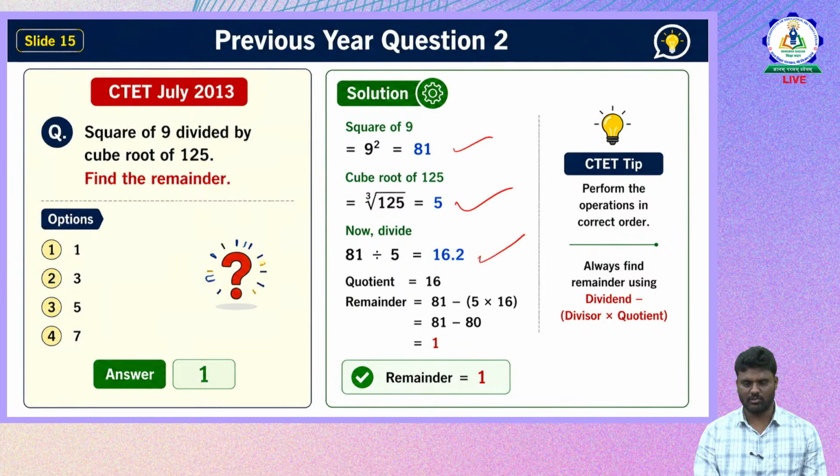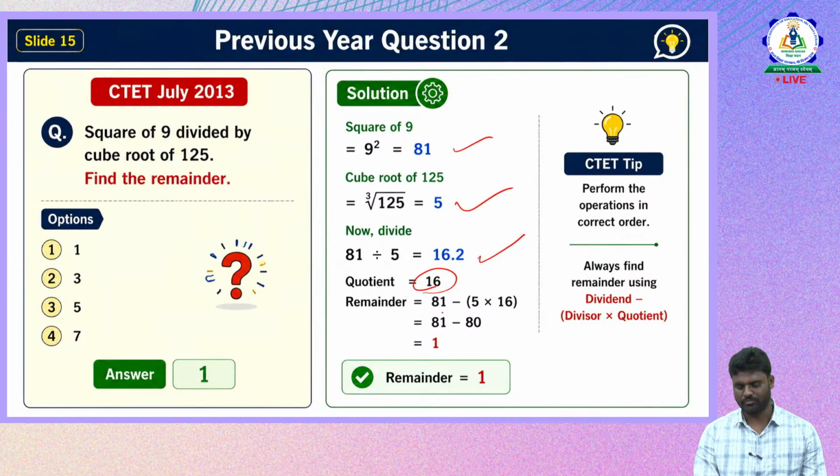Now what is the quotient here? Since it is in decimal, we will take it approximately as 16. Now we need to find the remainder. How can we find the remainder? By applying the remainder formula: dividend minus divisor into quotient.